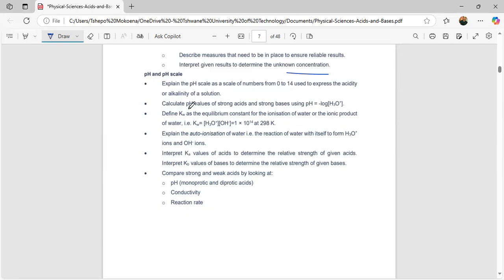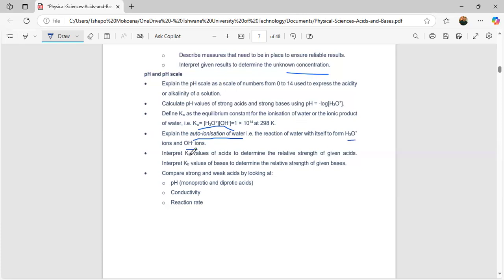So then we're going to talk about the ionization constant of water or ionic product of water, which is denoted by this equation. You can see that it is 1 times 10 to the power of minus 14, which is neutral at standard temperature, which is 298 Kelvin. And we're going to also focus on the auto-ionization of water, which is the reaction of water with itself. Recall that water can be basic or it can be acidic. That is auto-ionization. Auto means automatic, right? Automatically reacting by itself. It will form OH minus ions and H3O plus ions.